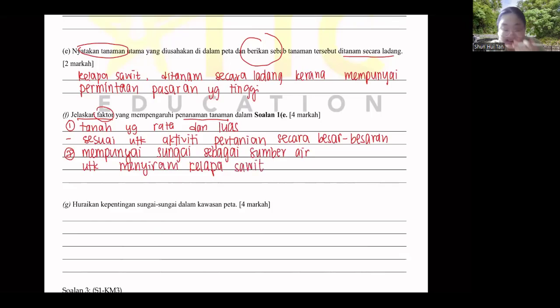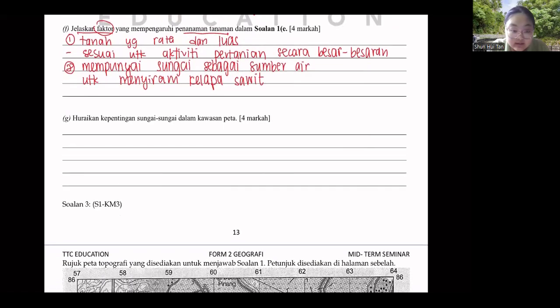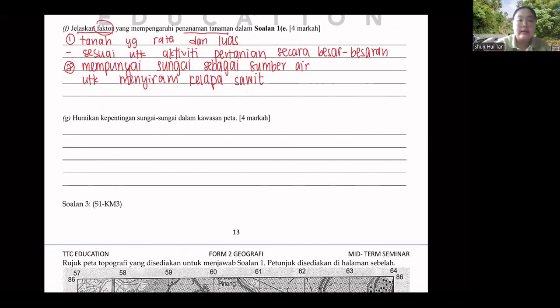Okay, they might ask this kind of question. For G, I won't do it with you, because it's the same as the top one. Kepentingan sungai. Same as the previous, how you going to answer. All right? Can? Now, this is the example of what they normally ask you. Shall we move on?